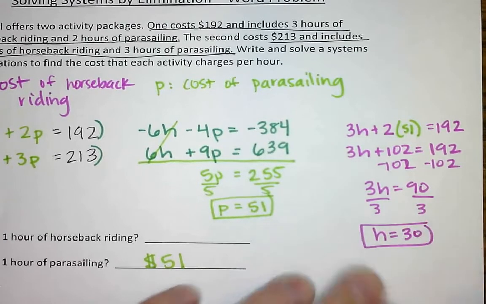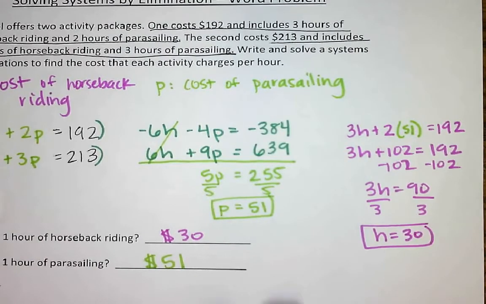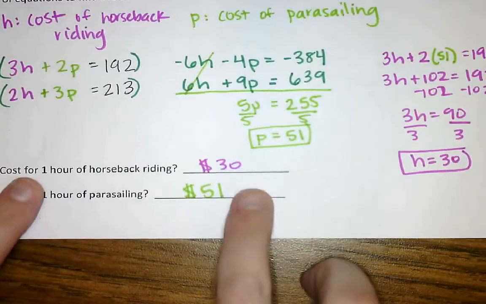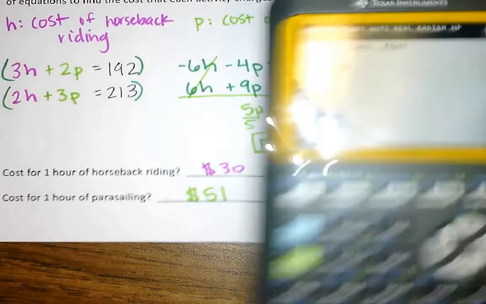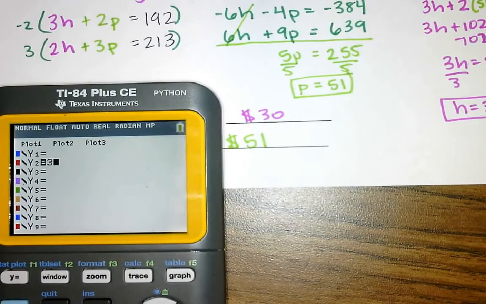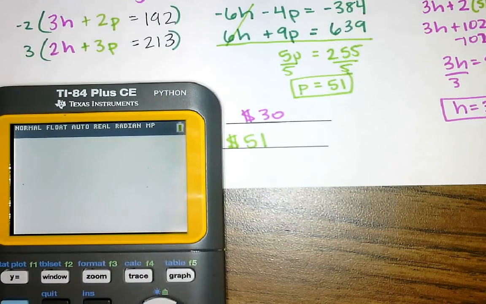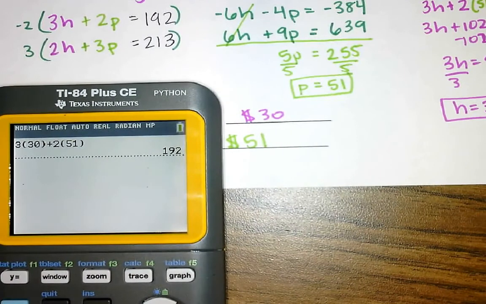So guys, is there a way we can check ourselves on here? Guys, this is when I recommend plugging it in. So I would say 3 hours of horseback riding, so 3 times 30, plus 2 hours of parasailing should cost me 192. Yay. And 2 hours of horseback riding and 3 hours of parasailing should cost me 213. Yay. All right, guys, so that is a great way for us to be able to check ourselves.